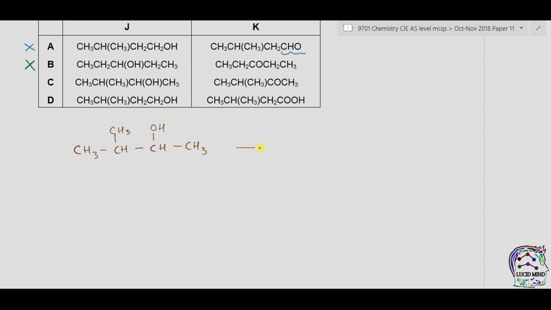Now doing the same for C, we have CH3, CH, CH3. This is secondary alcohol and it should be oxidized to ketone. The structure is this one. As J is branched and K is the correct product, so it could be C.